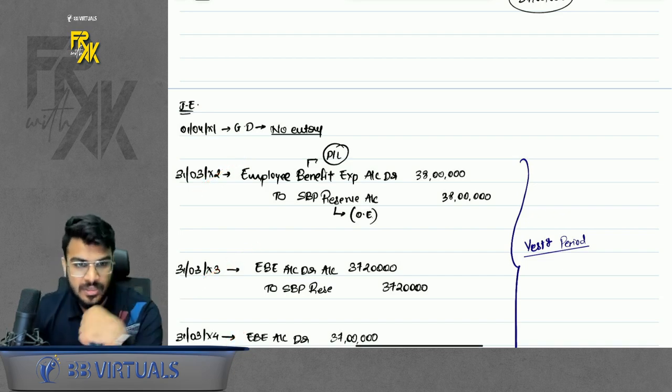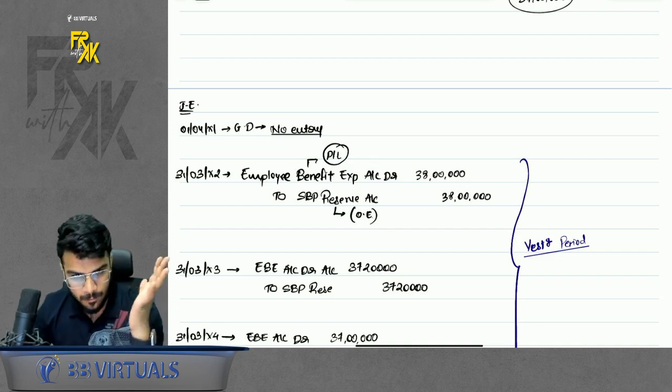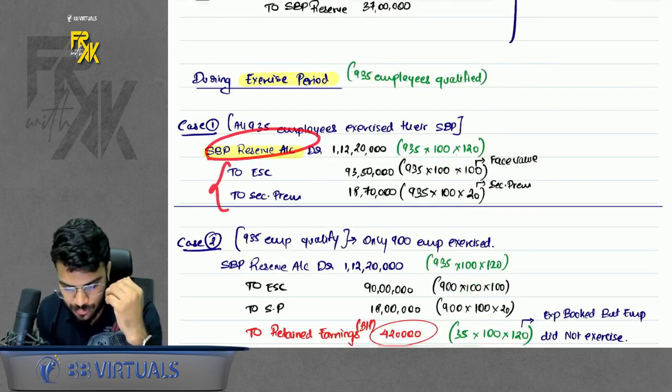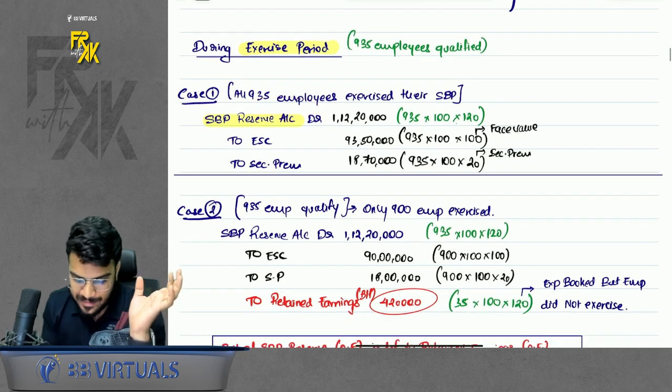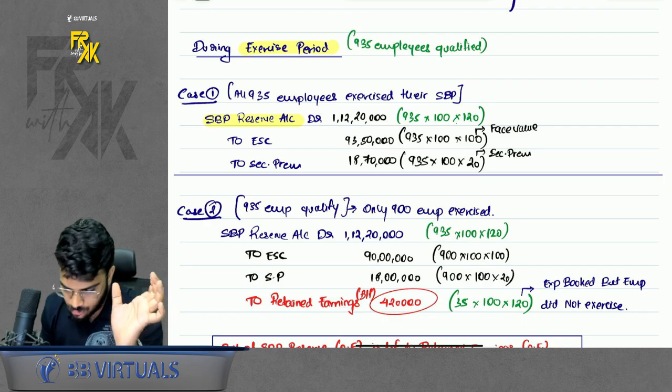How will you book the expenditure? You will pass a simple entry: employee benefit expense account debit to SBP reserve account. Okay, and whenever you issue the shares, you will say SBP reserve to equity share capital and security premium. By chance, during exercise, if a few employees do not exercise the option, transfer the balance to retained earnings.